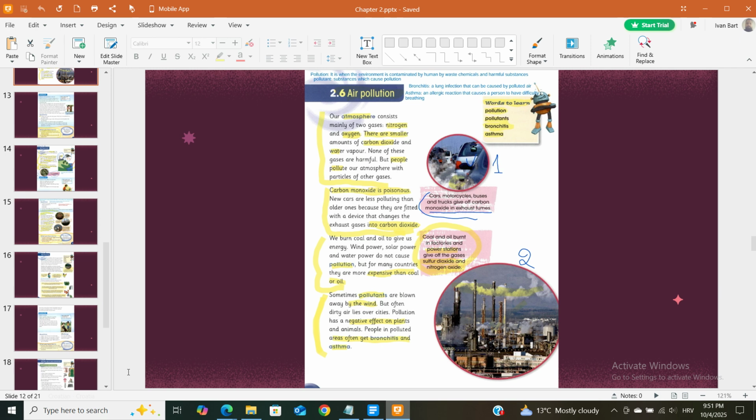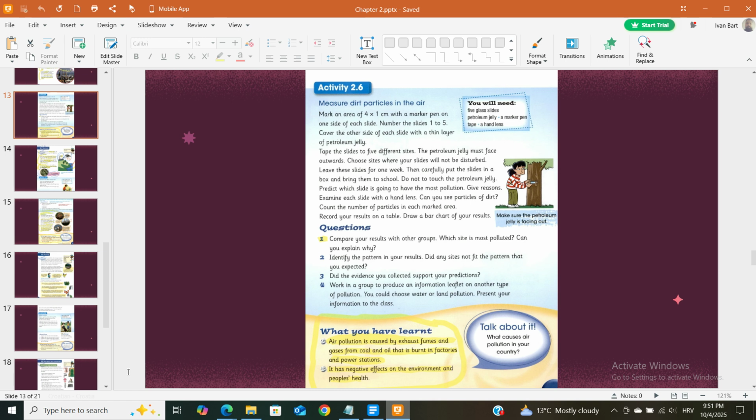Activity 2.6. Measure dirt particles in the air. Mark an area of 4 by 1 centimeter with a marker pen on one side of each slide. Number the slides 1 to 5. Cover the other side of each slide with a thin layer of petroleum jelly. You will need 5 glass slides, petroleum jelly, black circle, a marker pen, tape, a hand lens.